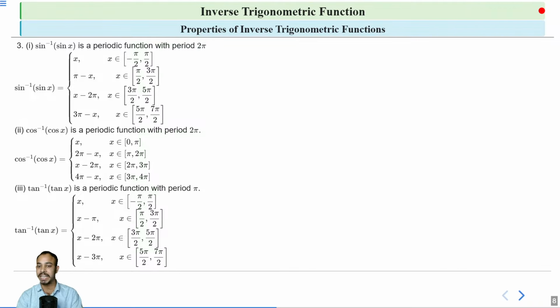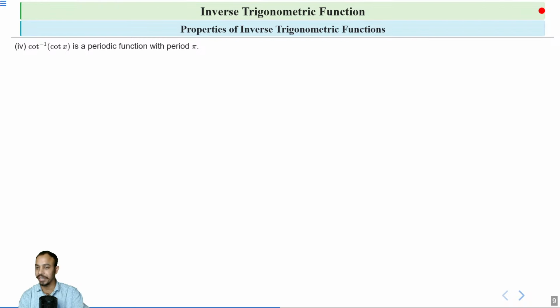And tan inverse of tan x is equal to x minus pi when x belongs in closed interval pi by 2 to 3 pi by 2. When x belongs in 3 pi by 2 to 5 pi by 2, then tan inverse of tan x is x minus 2 pi. And tan inverse of tan x is equal to x minus 3 pi when x belongs in closed interval 5 pi by 2 to 7 pi by 2. So these are some important properties of inverse trigonometric functions. You should keep these properties in your mind also. Now moving to the next.